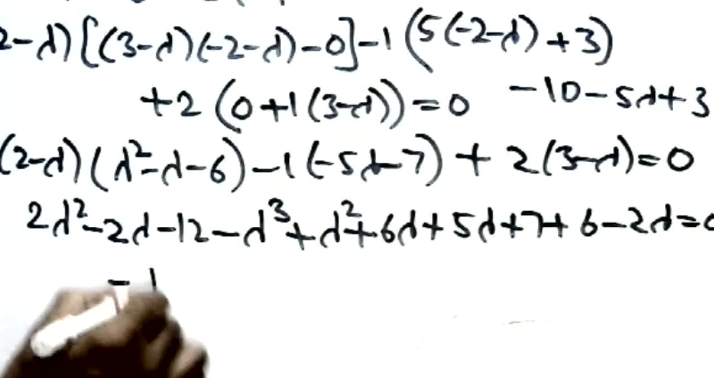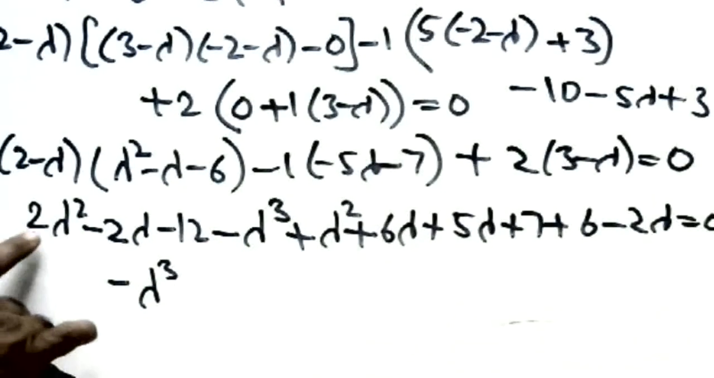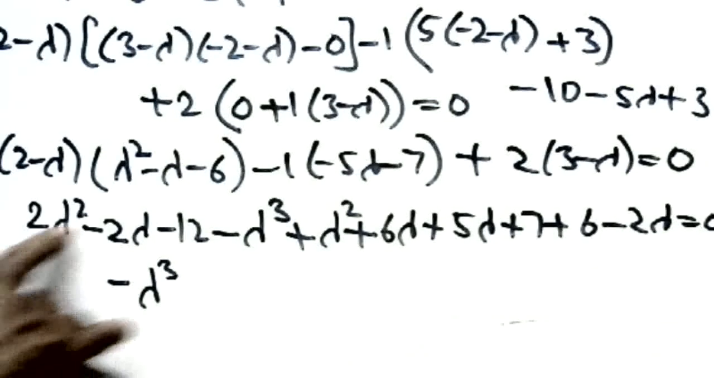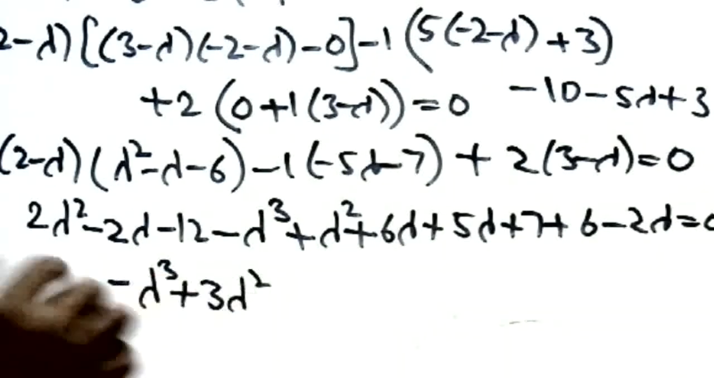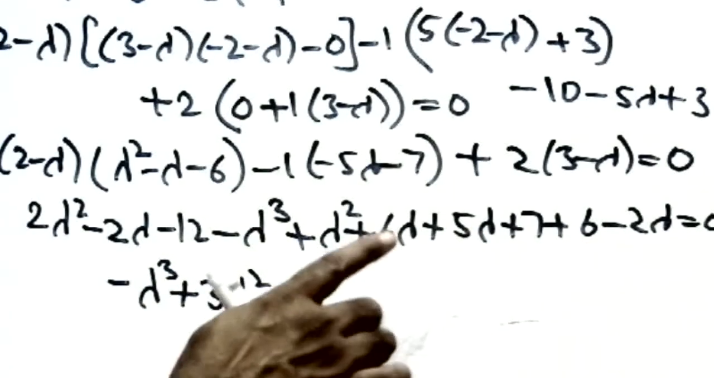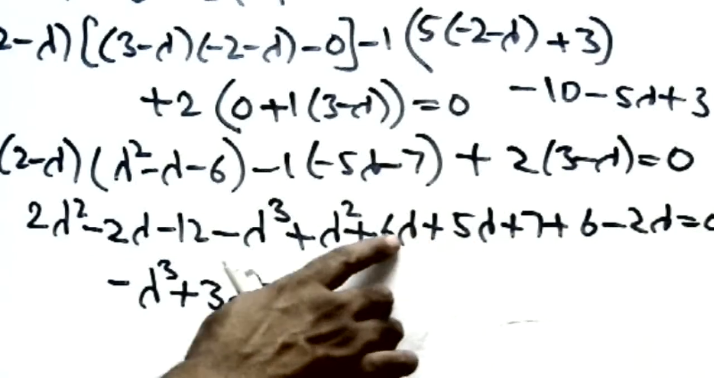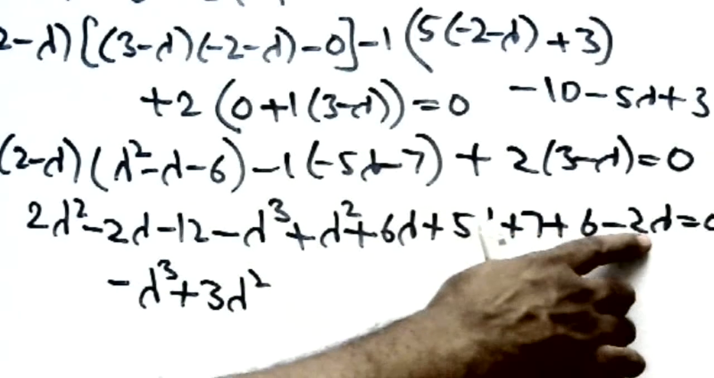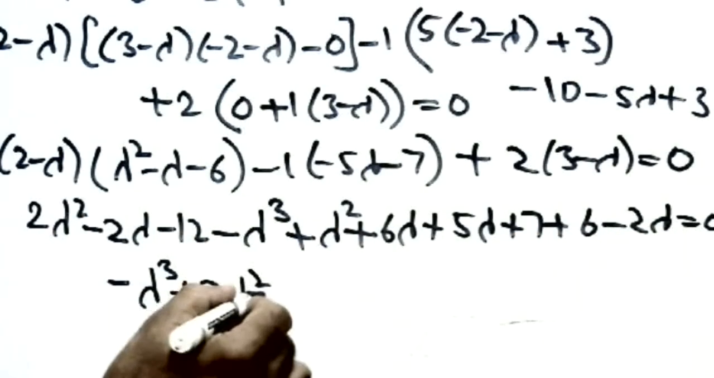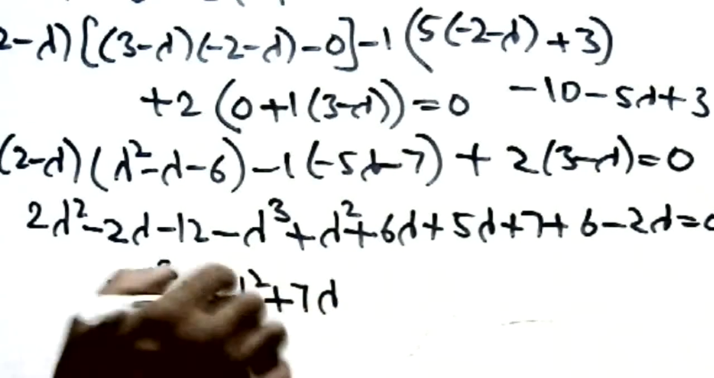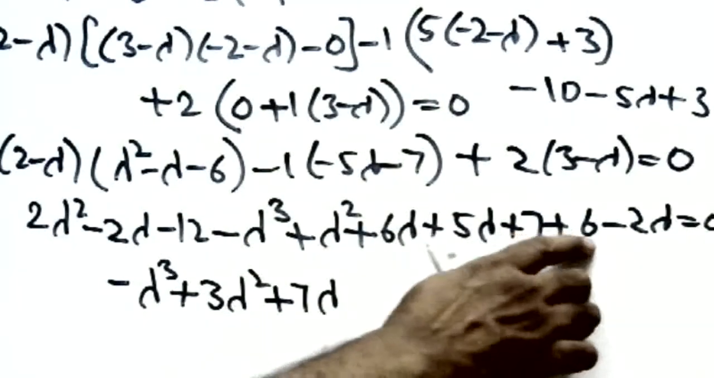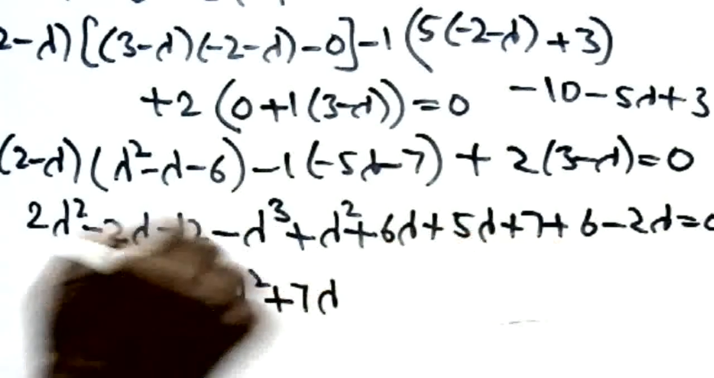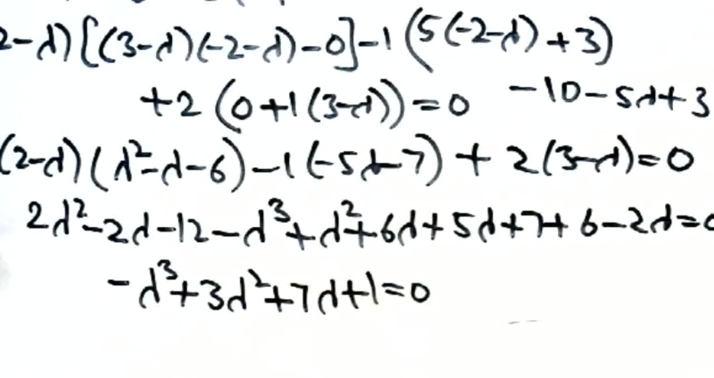Now first write the lambda cube, minus lambda cube. Now we are having two terms of lambda square. 2 lambda square plus lambda square will be 3 lambda square. Now you see lambdas, how many are there? See here, 5 plus 6 is 11, 11 minus 2 is 9, 9 minus 2 is 7, plus 7 lambda, minus 2 7 lambda. Now lastly constants, 7 plus 7 plus 6 is 13, 13 minus 12 will be 1, plus 1 equals to 0.